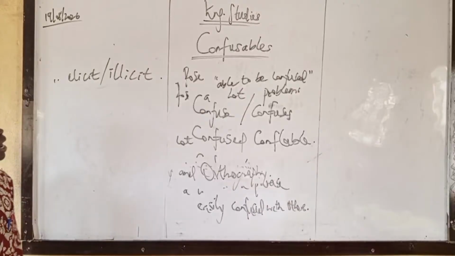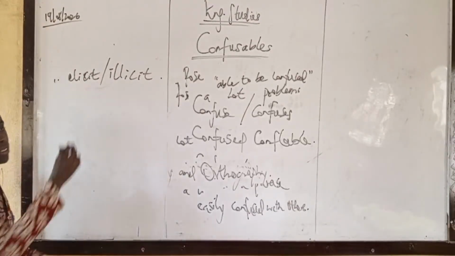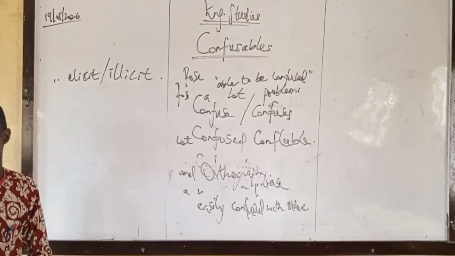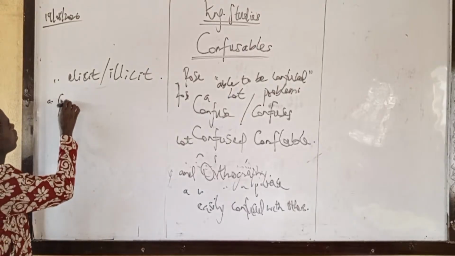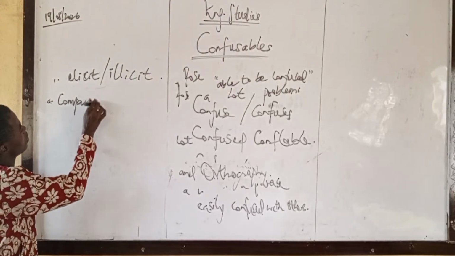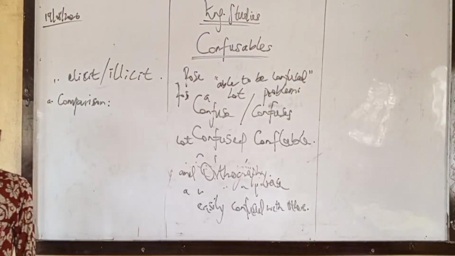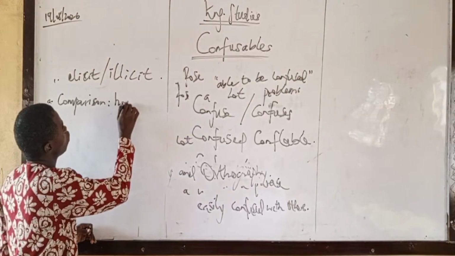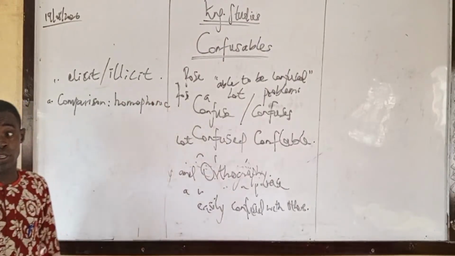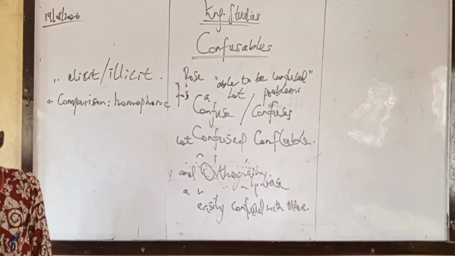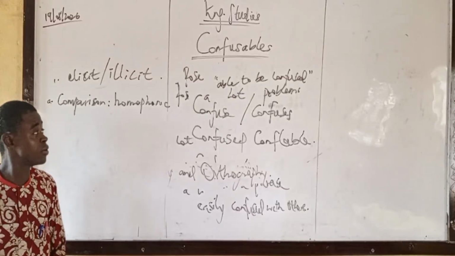E-L-I-C-I-T. Is that one, Isa? Illicit. Okay. Now, please take note of this. We compare them first. Compare, just like homophones. What does that mean? They have the same pronunciation, but different spellings and different meanings. Illicit. Take note of that.